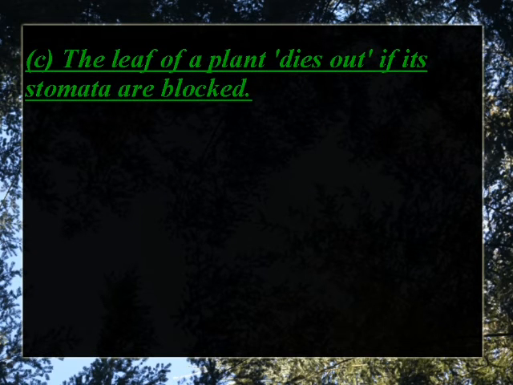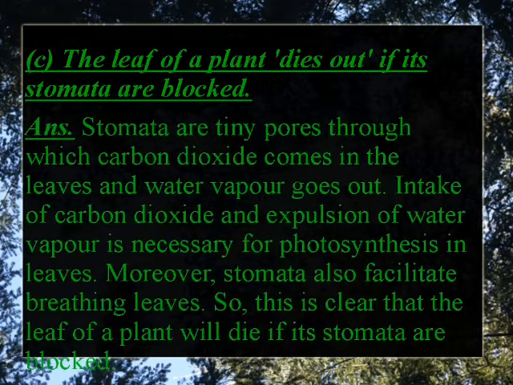And our C number is, the leaf of a plant dies out if its stomata are blocked. The answer is, stomata are tiny pores through which carbon dioxide comes into the leaves and water vapors go out. Intake of carbon dioxide and expulsion of water vapor is necessary for photosynthesis in leaves. Moreover, stomata also facilitate breathing in leaves. So it is clear that the leaf of a plant will die if its stomata are blocked.